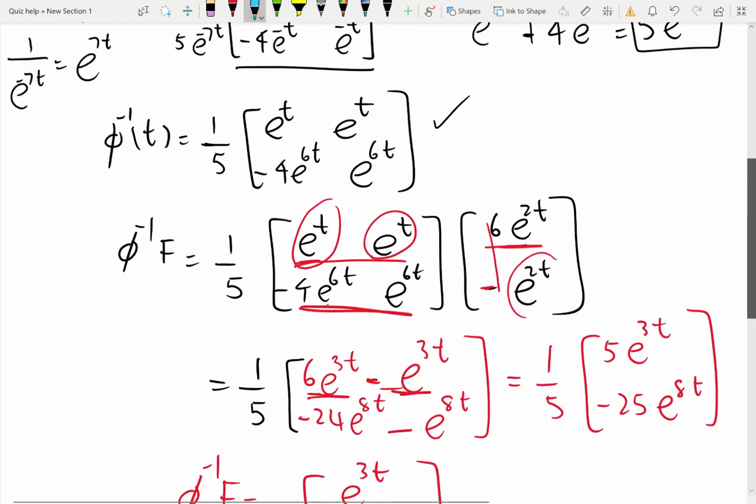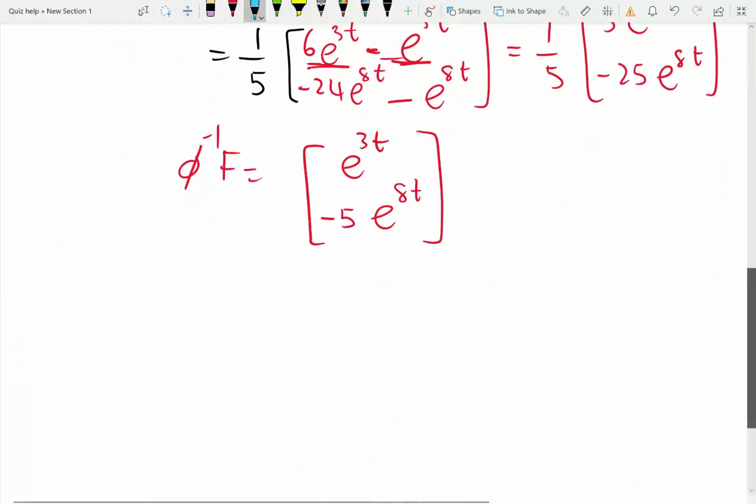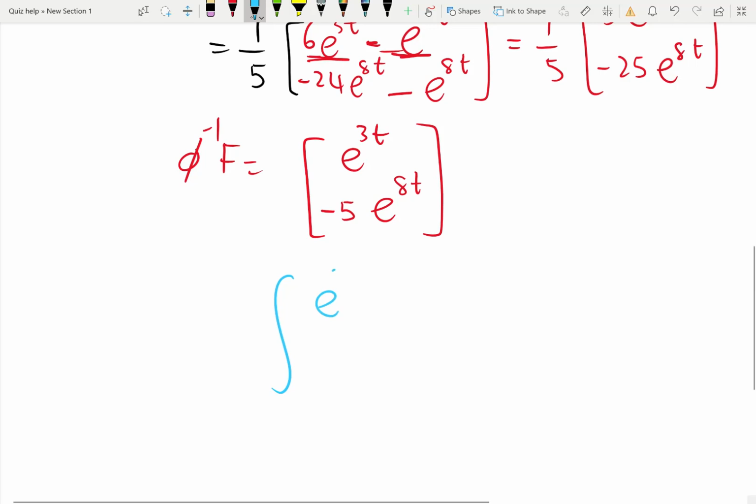Okay, see, I am going piece by piece in this formula. So I am done with this part. Now let's finish the integration. So integrate e to the 3t, the vector negative 5 e to the 8t. Now you might ask, well, how do we integrate this?